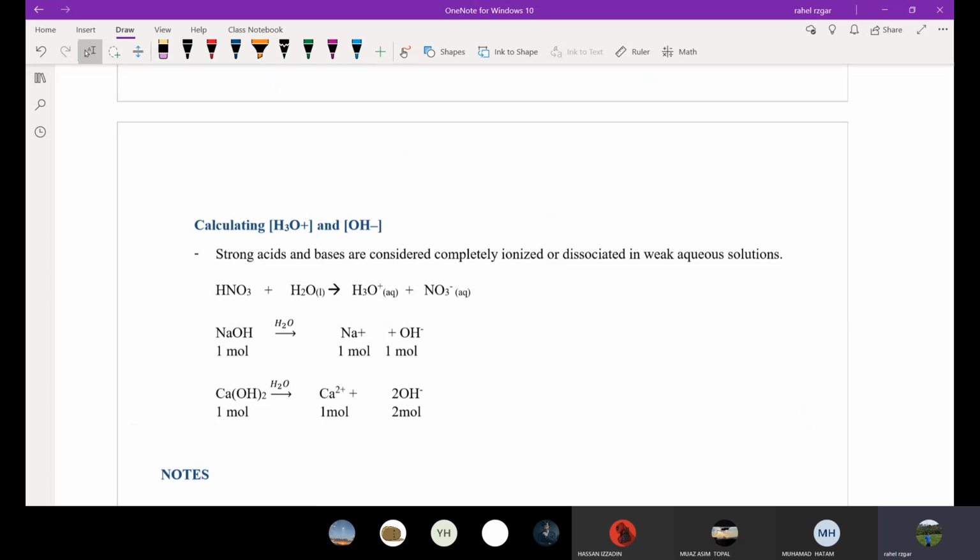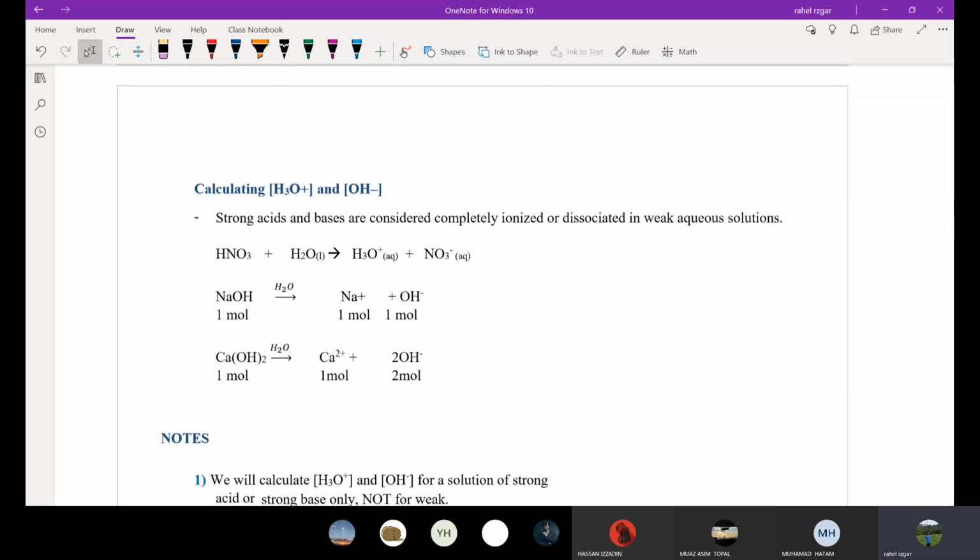How do we calculate the concentration of H3O and OH? If you remember from chapter 2, where we said that if something dissociates or ionizes, we found the moles. In here it's the same thing, we need molarity as well. For example, for NaOH the coefficient is 1. So if it dissociates to sodium and OH, then if this is 1 mole, this is also 1 mole, and this is also 1 mole.